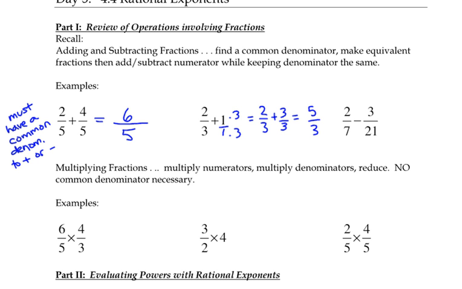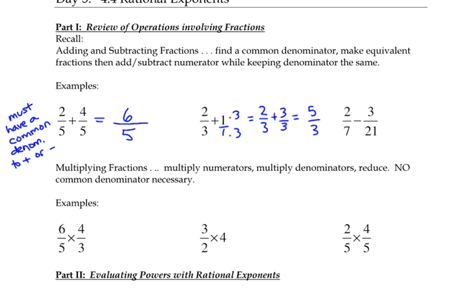Okay, the next one. Do you want to try them on your own? Yeah, you have to, this is foundational. You got to be able to add and subtract fractions. So we're doing a little mini review, because you're going to use that, obviously, in this lesson.